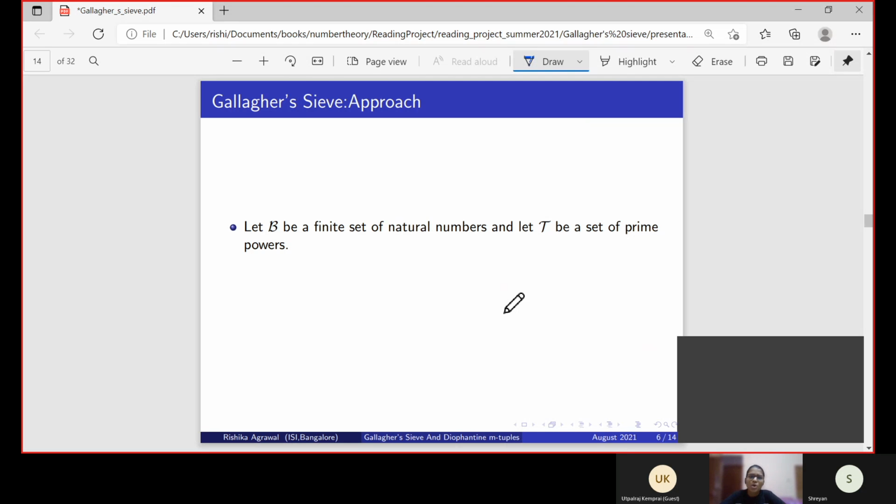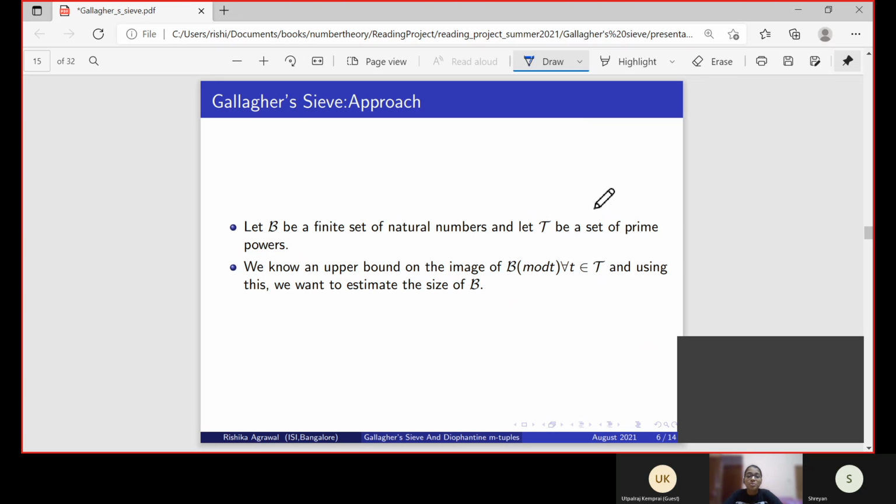Larger sieve, because we already had something known as the large sieve, and the large sieve dealt with the set of primes, and here we are dealing with the set of prime powers. So the problem in the large sieve is basically the same, except for considering primes rather than prime powers. So it considers more things to estimate the set B, so it was named the larger sieve. Okay, so what we know is an upper bound on the image of B mod T.